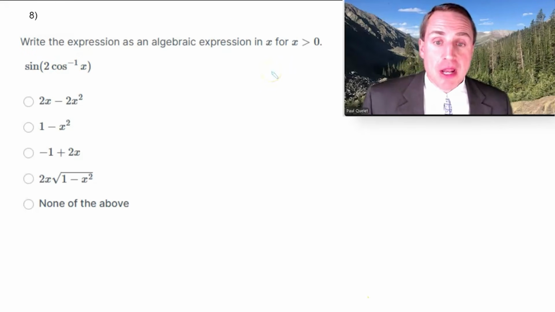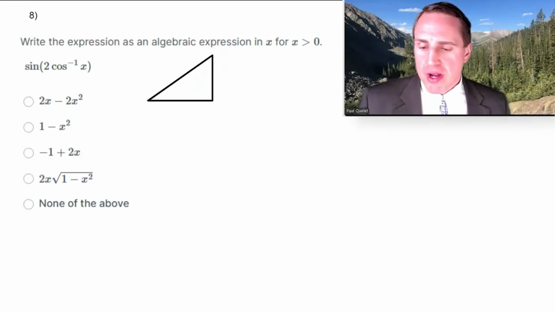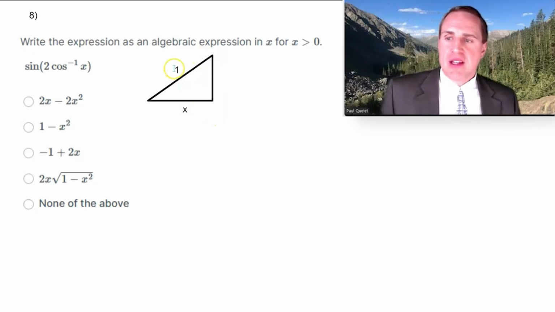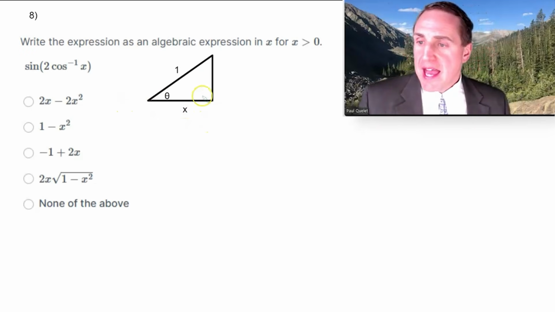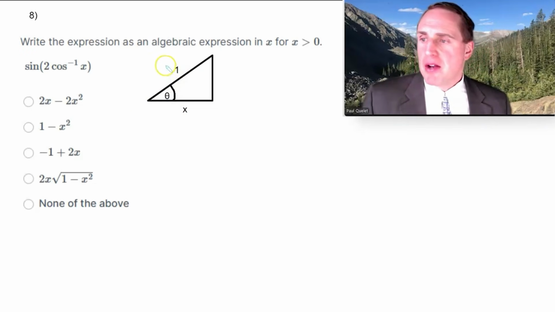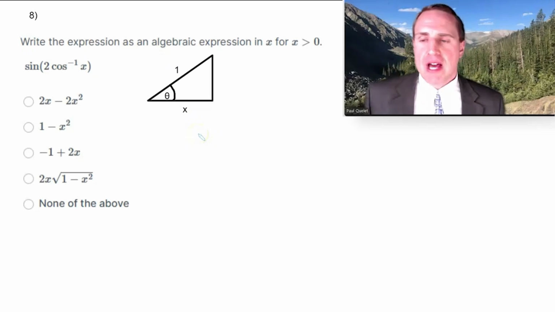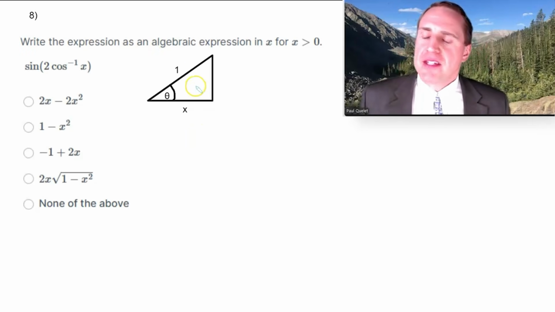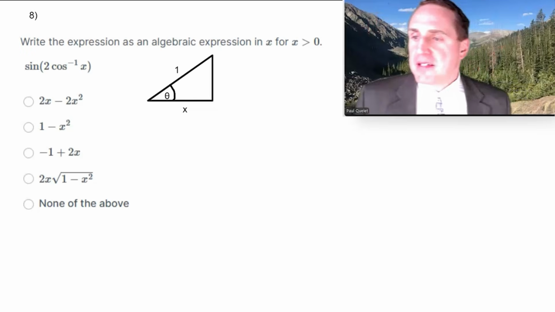At least initially, it's a good idea to draw a right triangle to understand this. So if we draw some arbitrary right triangle, the cosine is the adjacent over the hypotenuse. So that's x over 1. X is adjacent, hypotenuse is 1. Notice x is next to this angle theta, and 1 is the hypotenuse. So what we need is 2 times that angle. If we're going to do 2 times that angle, this is going to be 2 theta instead of theta. So you could think about this as sine of 2 theta.